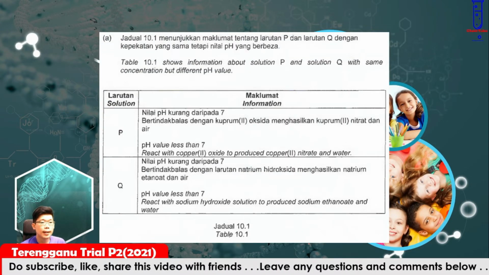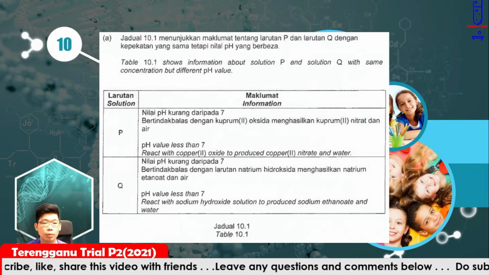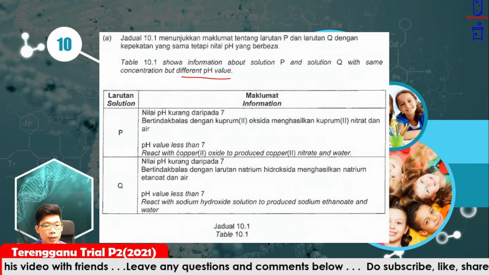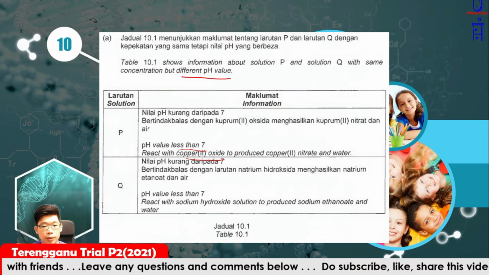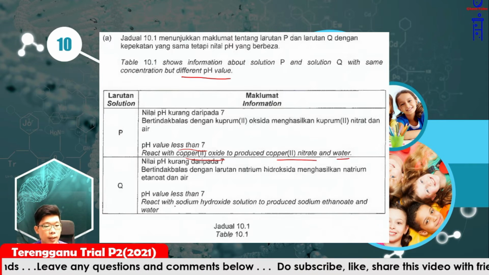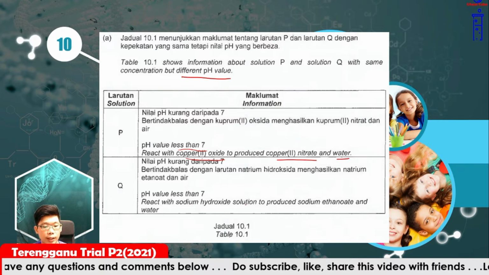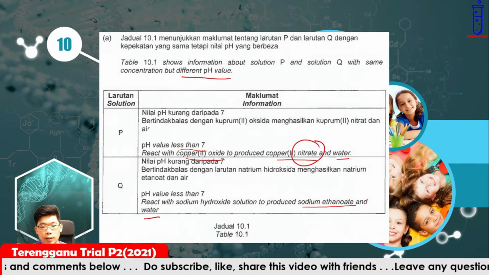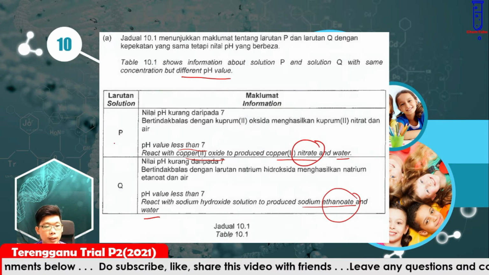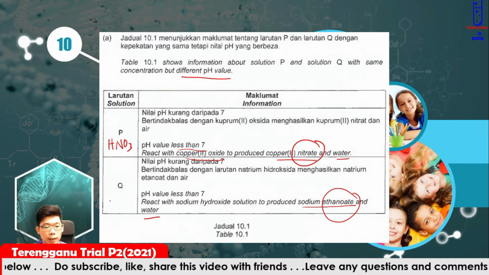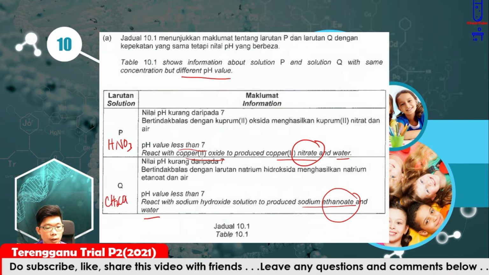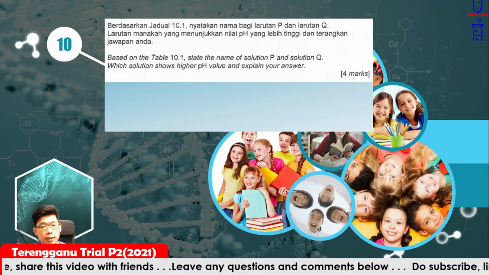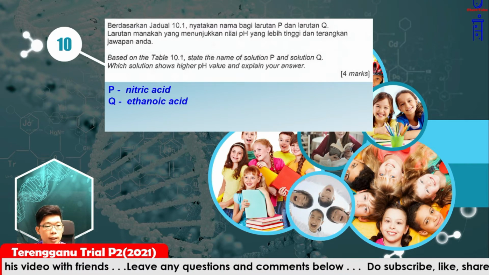Now question number 10. The table shows the information about solutions P and Q with the same concentration but different pH values. P, pH less than 7, reacts with copper(II) oxide to produce copper(II) nitrate and water. Q, pH less than 7 also, reacts with sodium hydroxide solution to produce sodium ethanoate and water. Here we can see nitrate and ethanoate, meaning that this one will be nitric acid and this one will be ethanoic acid, CH3COOH. Now based on the table, state the name of solutions P and Q. So P will be nitric acid, Q will be ethanoic acid.